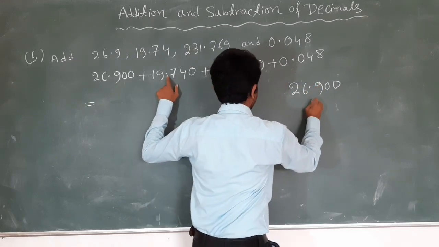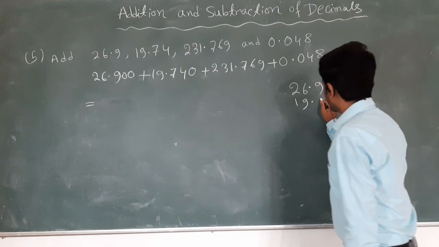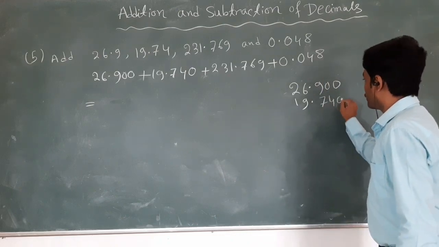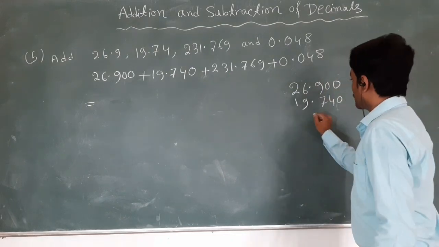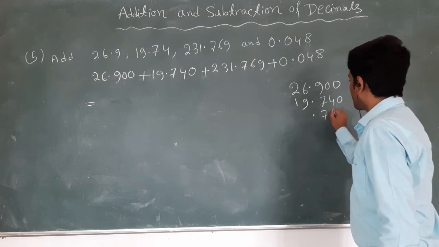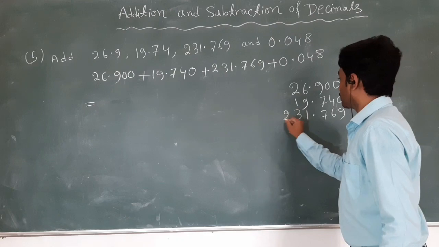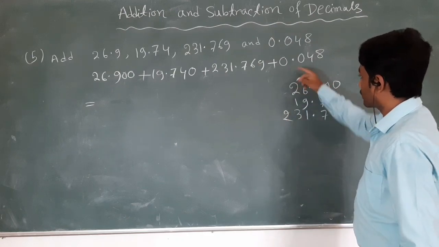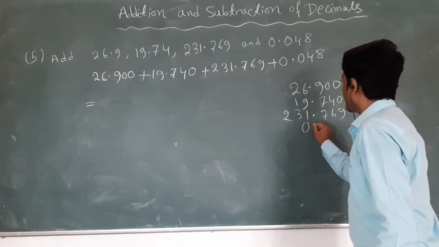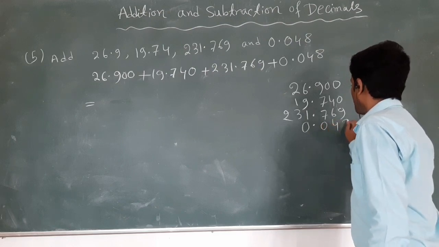So 0.1970. Next 0.769132 and the last one 0.048.